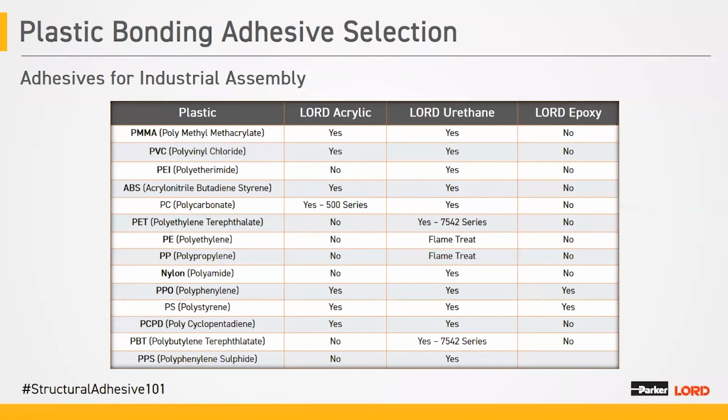PVC, again, urethanes and acrylics. PEIs, urethanes, possibly epoxy. ABS, certainly acrylics and urethanes. Again, the list goes on. I would certainly suggest that you contact a Lord customer service or technical service representative to help with selecting the correct adhesive for the correct application and how surface treatments might need to be applied.